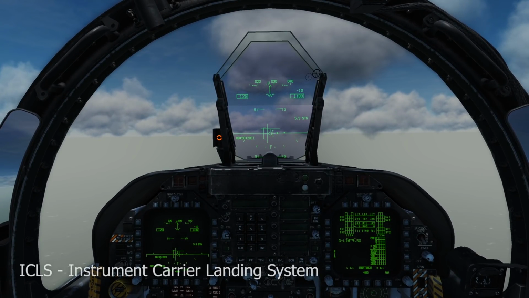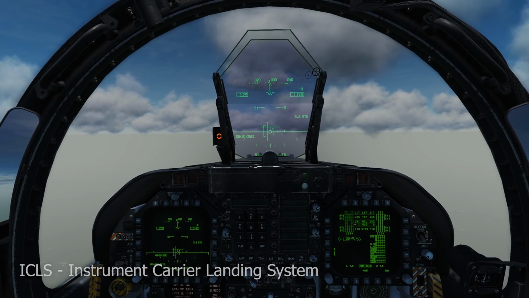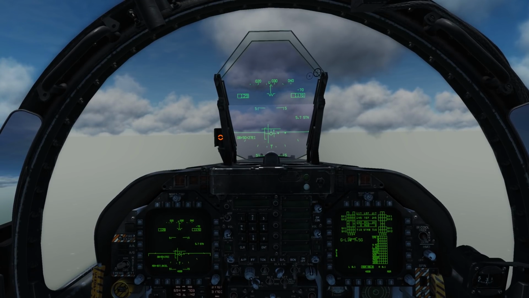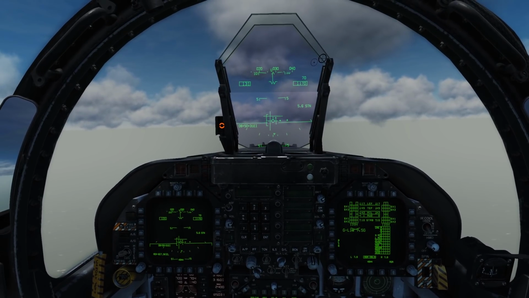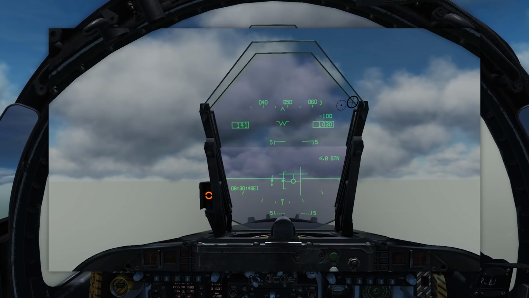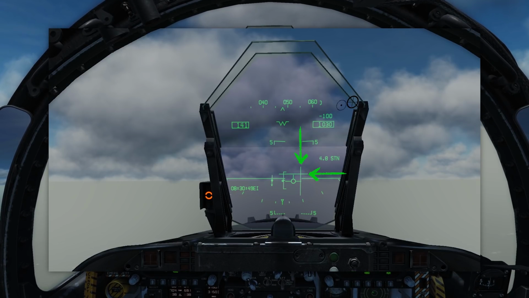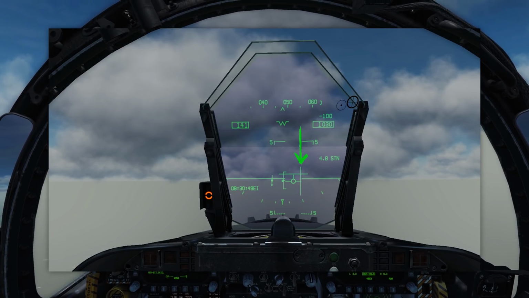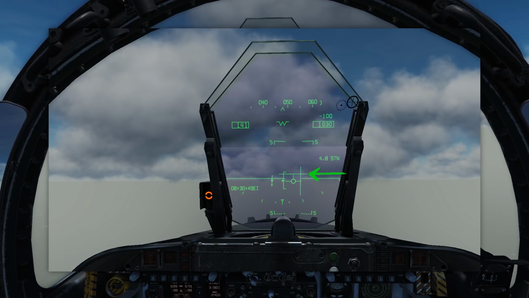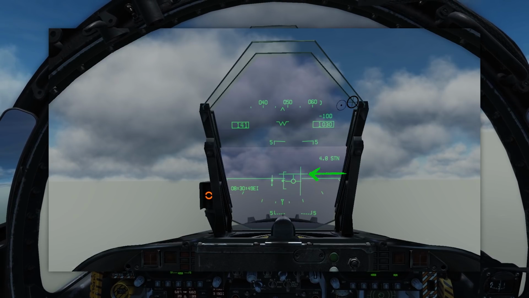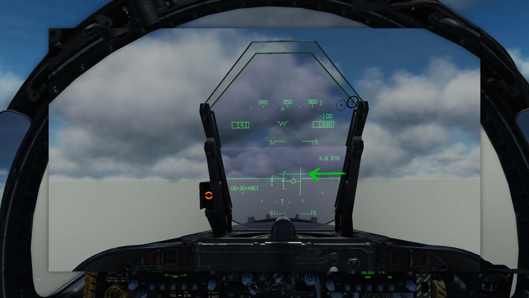ICLS, or Instrument Carrier Landing System, allows the pilot to get a visual reference of the glide slope to the carrier during an approach. For all intents and purposes, the ICLS is an ILS. The visual reference consists of 2 needles, 1 vertical, 1 horizontal. The vertical needle moves left and right based on your lineup to the runway, and the horizontal needle moves up and down based on your position within the proper 3.5 degree glide slope to the offset deck.